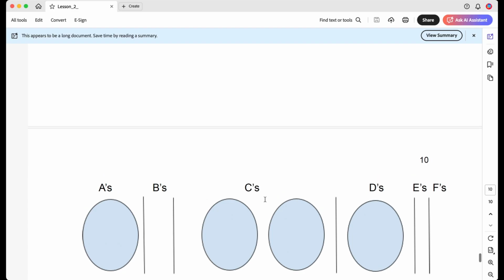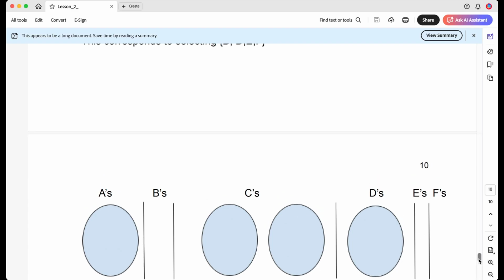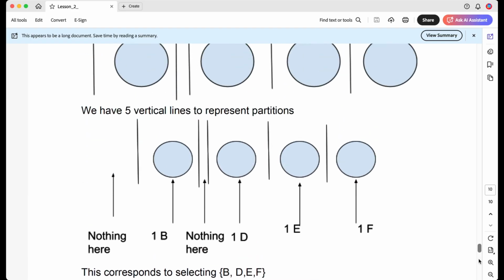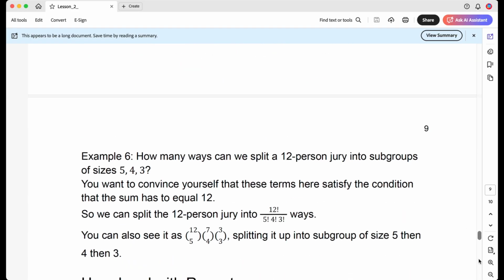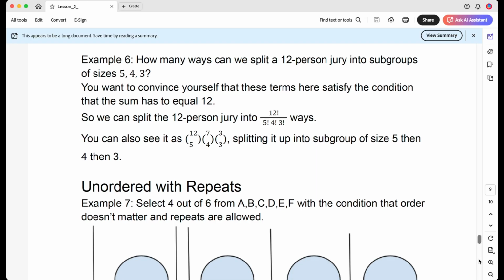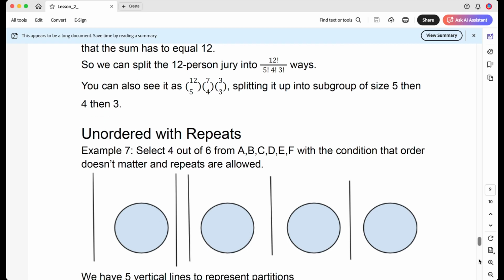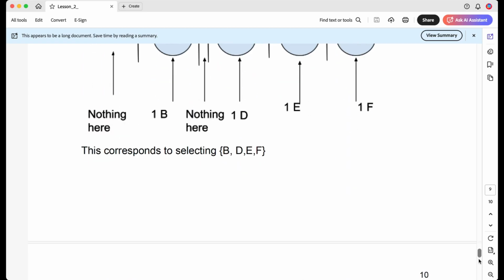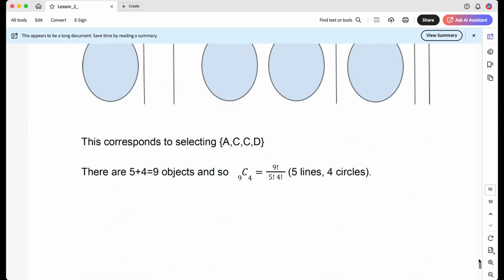So the overall formula here, we had it in the chart last time, is the following. We're going to add up 4 plus 6, which is 10, minus 1, because we need 1 less line to make 6 categories. So it's 4 plus 6 is 10, minus 1 is 9. Choose 4 for the total for this count.